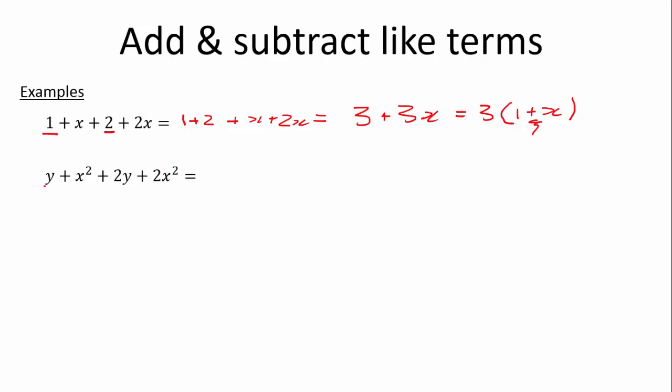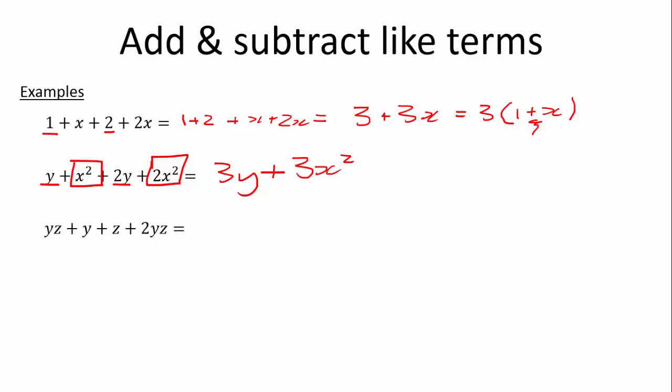What about y plus x squared plus 2y plus 2x squared? This is exactly the same thing. These are like terms, and these are like terms. So we can add like terms together. y plus 2y is 3y. I'm just skipping a step. Plus x squared plus 2x squared is 3x squared.